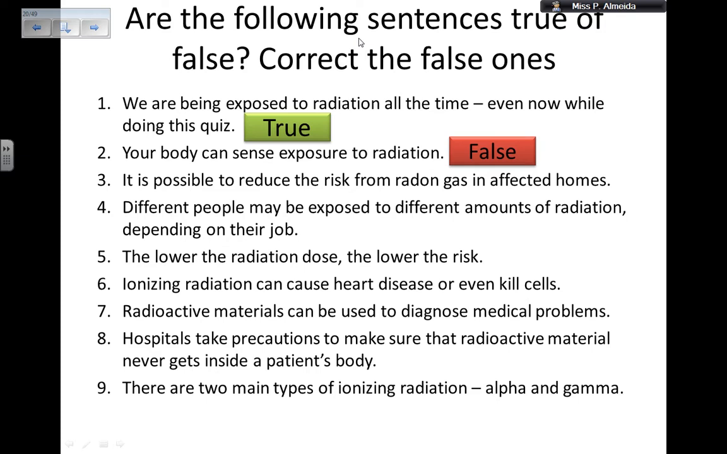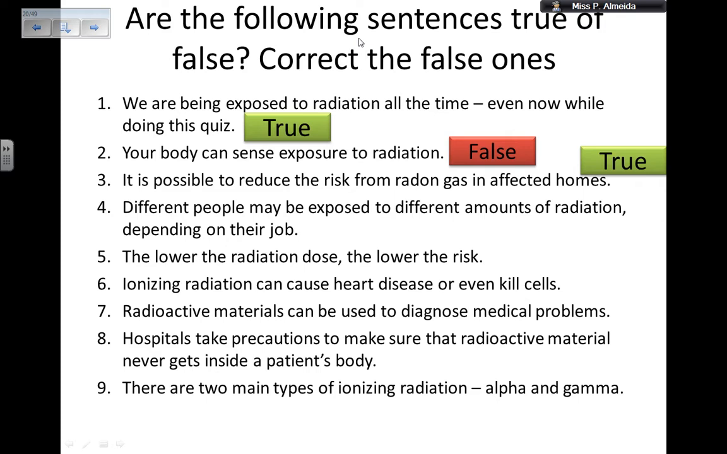It is possible to reduce the risk from radon gas in affected homes. So radon gas is alpha radiation that you may get in your homes because of the rocks underground, okay? And you can actually test your home for radon gas and insulate your home, or try to find some alternatives to get it out, even if the radon gas gets into your house.